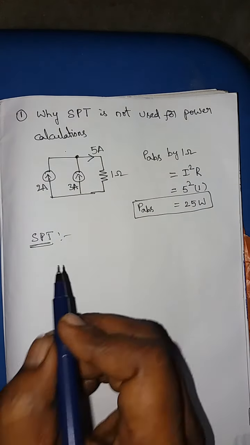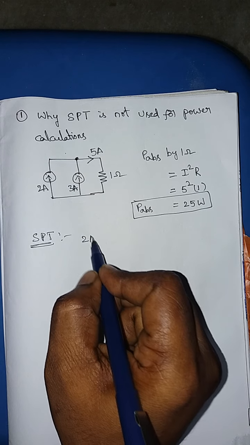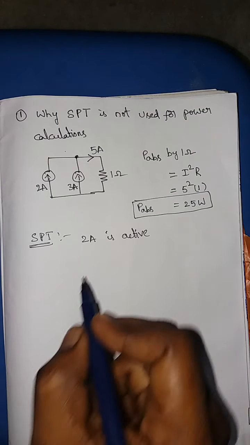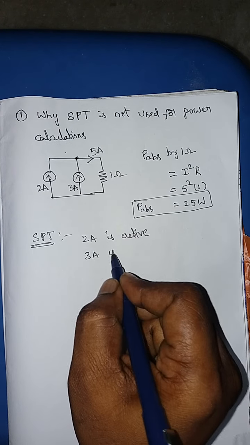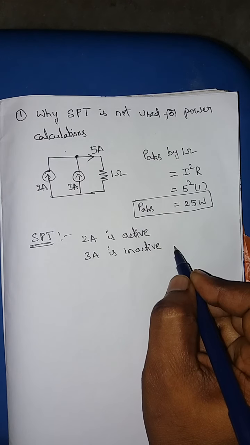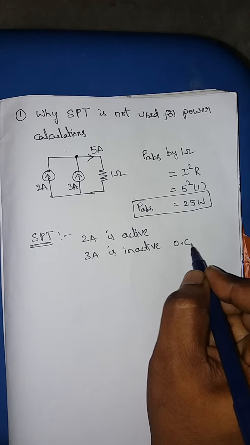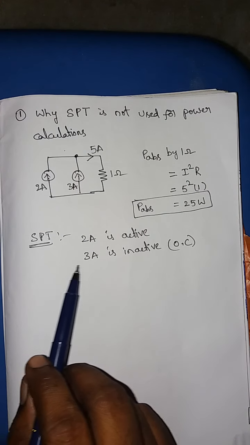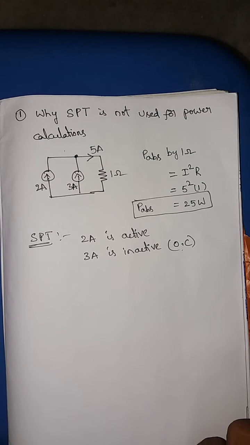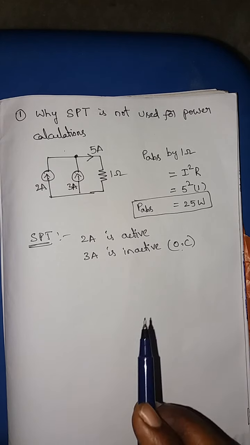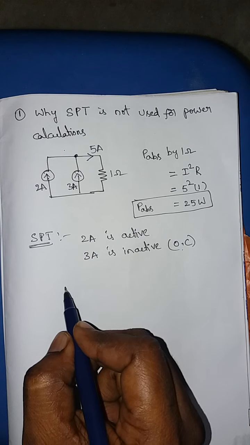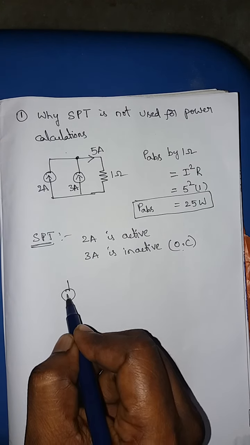The first case is when the 2 amps source is active. That means the 3 amps source is inactive. Inactive indicates open circuit. I already told you, a current source inactive indicates open circuit, and a voltage source inactive indicates short circuit. As the 3 amps source is open circuit, you have the circuit like this only.